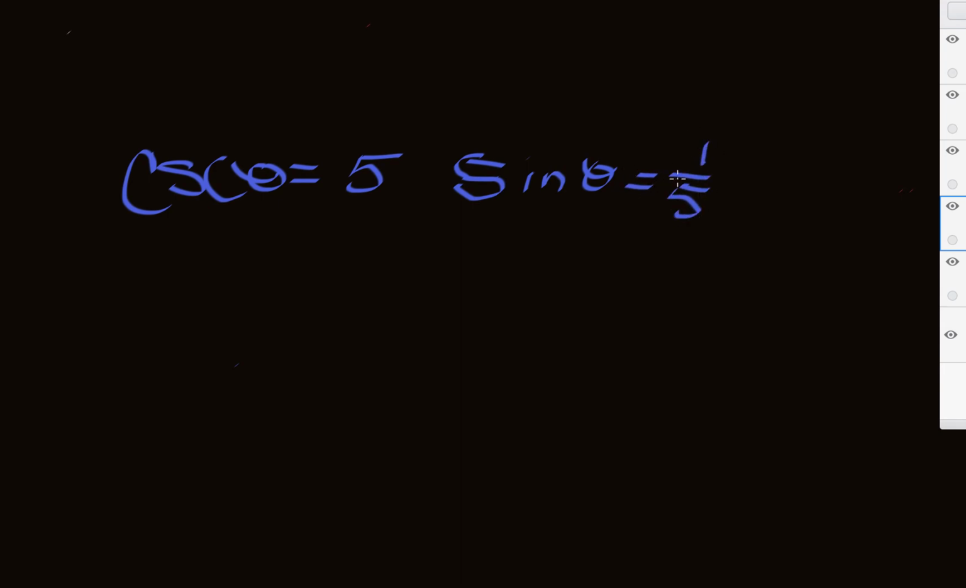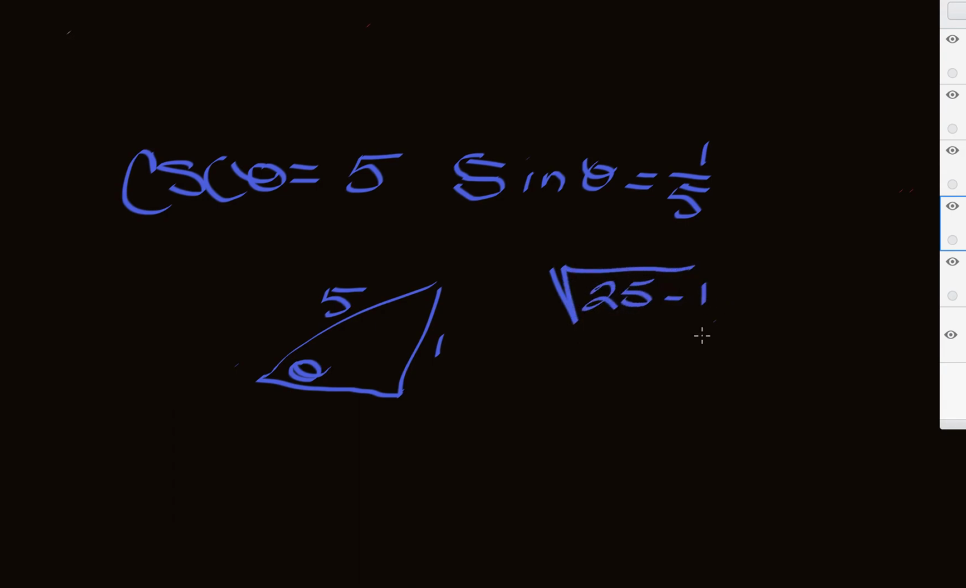Well, now you know a couple of things. You know the opposite side is 1. You know the hypotenuse is 5. So now all we're looking for is this side here. We know this is 5, and we know this is 1. So we use the Pythagorean theorem again. We say the square root of 25 minus 1 gives me my last side. So it's square root of 24.